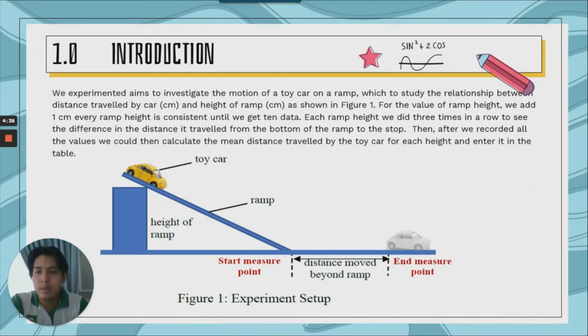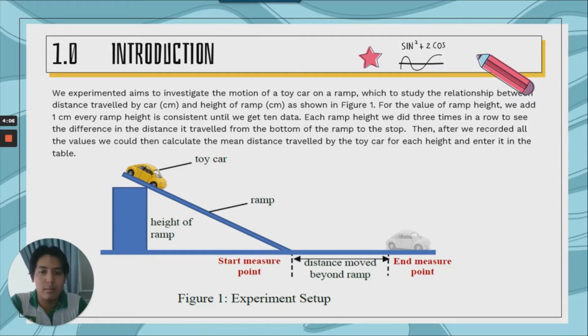I will present about the introduction for our PBL. Our experiment aims to investigate the motion of a toy car on a ramp. We want to study the relationship between distance traveled by the car in centimeters and height of the ramp in centimeters, as shown in figure 1. For the value of the ramp height, we add 1 centimeter every time until we get 10 data.